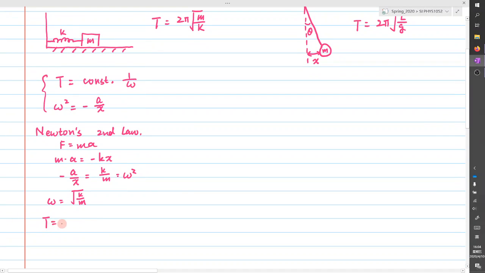and our T equals some constant times 1 over omega, which is some constant times square root of m over k. We're pretty close, right? We got the square root of m over k ready, and the constant can be easily told that it's just 2 pi. So this works, and we figured out the constant being 2 pi.